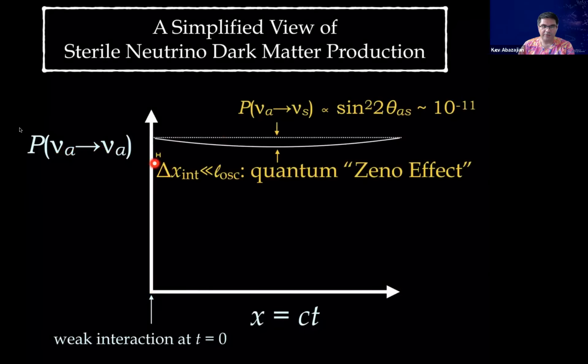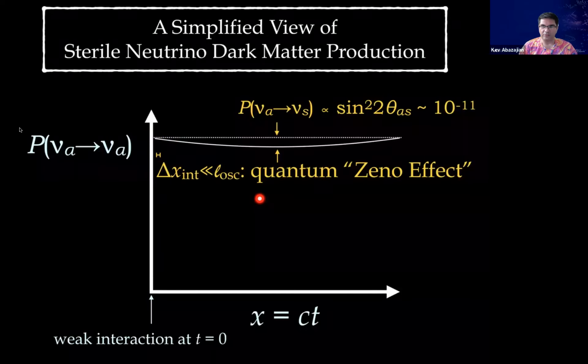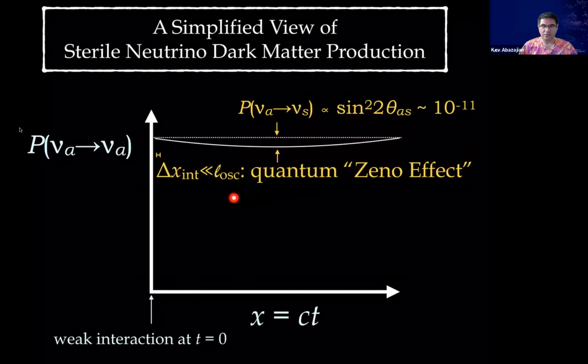However, if you have interaction, if you have a neutrino that is just propagating here in space and time, and it almost immediately on these scales, on the oscillation scale, almost immediately interacts with the plasma again, it gets reset to being a flavor state, an active flavor state, because its probability is very close to 1 with these rapid interactions. So this is called the quantum Zeno effect, where basically the interaction rate is very rapid relative to the oscillation length, or the interaction length is very small relative to the oscillation length.